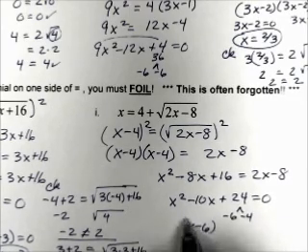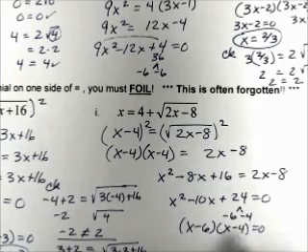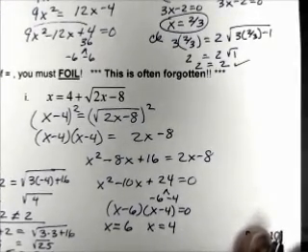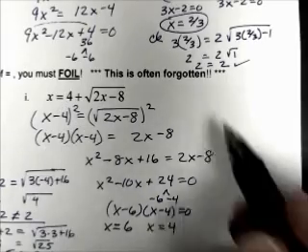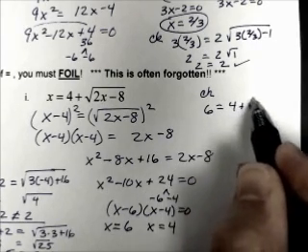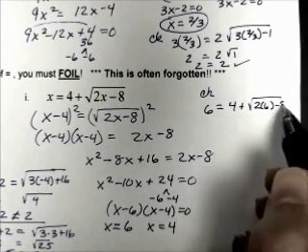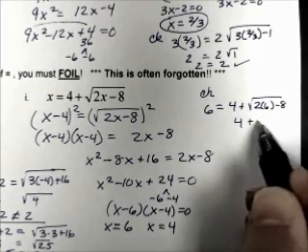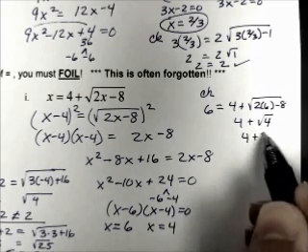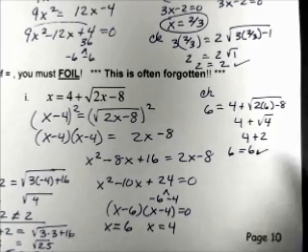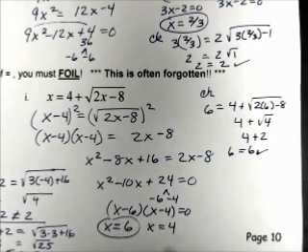So x minus 6 times x minus 4 equals 0. Set each equal to 0. And you get x equals 6 and x equals 4. Again, we must check back to the original equation. Is 6 equal to 4 plus the square root of 2 times 6 minus 8? 2 times 6 is 12, minus 8 is 4, the square root of 4 is 2, 4 plus 2 is 6. So yes, 6 equals 6. That checks. So 6 is a solution.